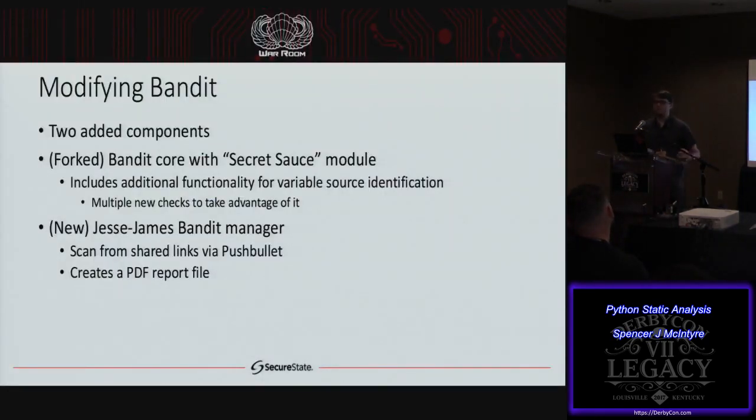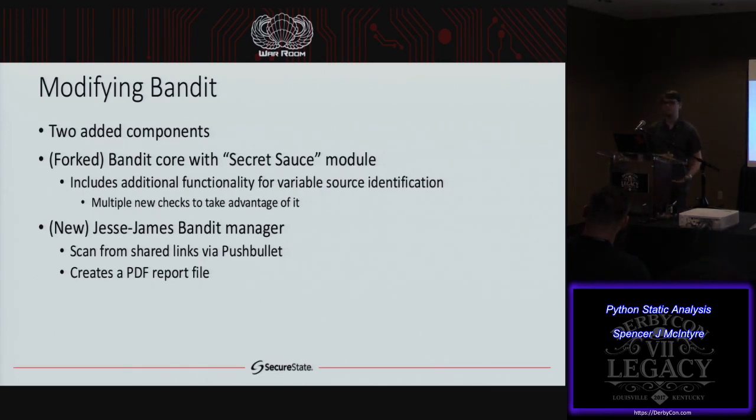So like I had mentioned, there are 2 main components: the changes that are actually in Bandit, all under the SS secret sauce module, and those are all prefixed with the SS check, because each one of the Bandit checks is going to have a unique numerical identifier. So I have the forked Bandit core, rebased as of earlier this week, and then we have that Bandit scan manager, which is going to scan those shared links from Pushbullet, and it's going to make a nice actual PDF report.